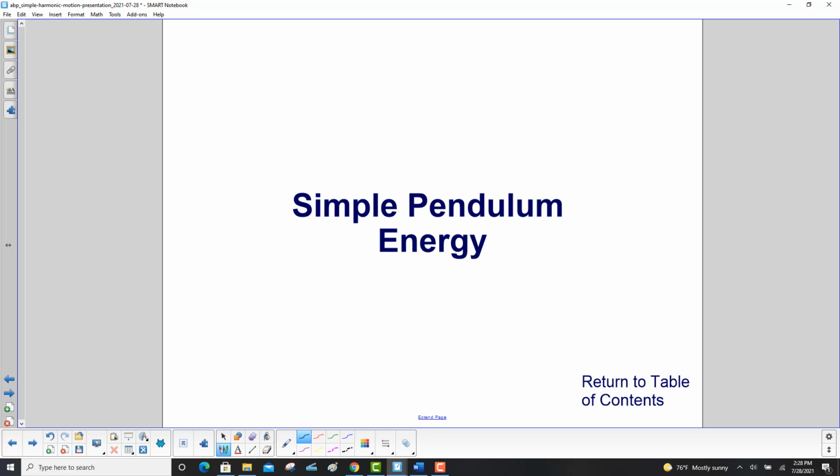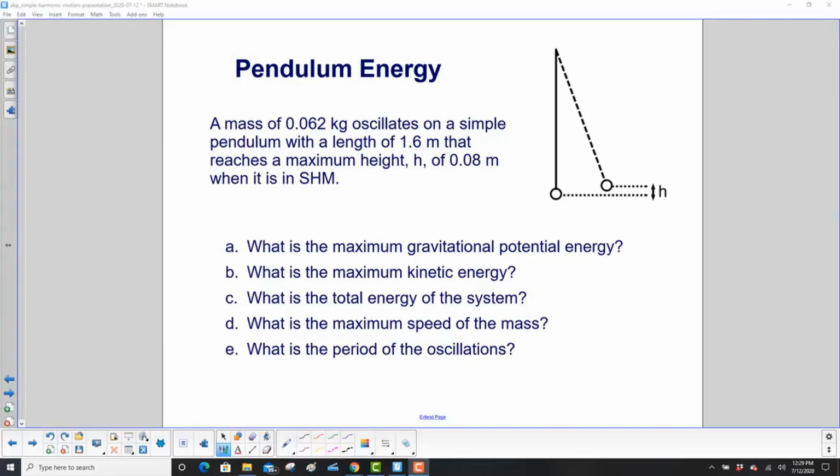Simple pendulum energy. A mass of 0.062 kilograms oscillates on a simple pendulum with a length of 1.6 meters, and that's this. This is the length of the pendulum, and it's also right here before it swings up, and it reaches a maximum height h of 0.08 meters when it is in simple harmonic motion. What is the maximum gravitational potential energy?